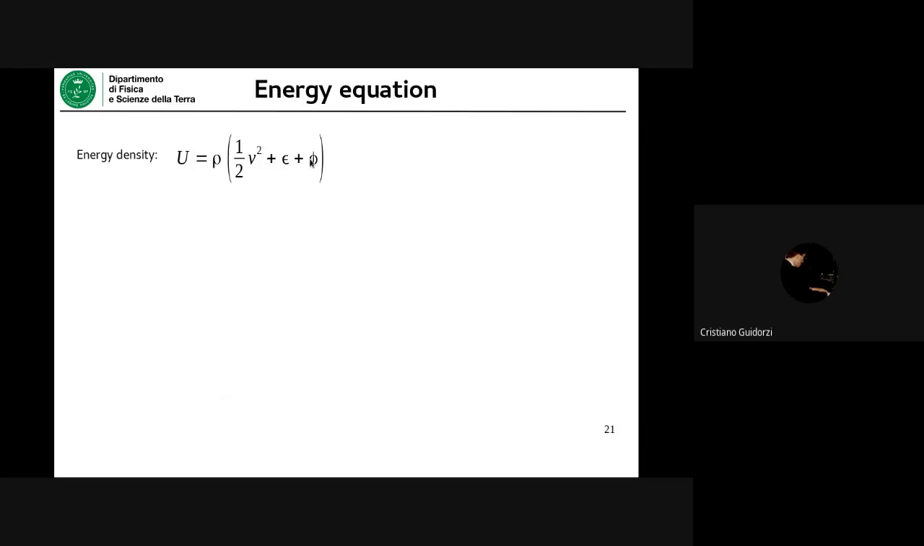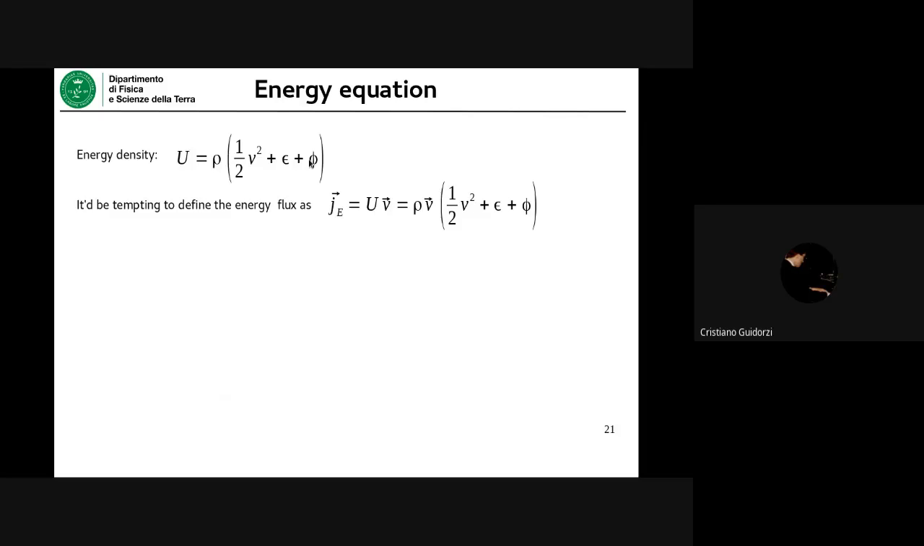So kinetic energy, so mechanical energy, plus internal energy, plus what? Well, we consider that we are in the presence of a conservative field, so we can also include the potential contribution to the mechanical energy in terms of phi. Again, phi is defined per unit mass. So when we want something per unit volume, we have to multiply by rho. So this is the total energy density associated with the fluid.